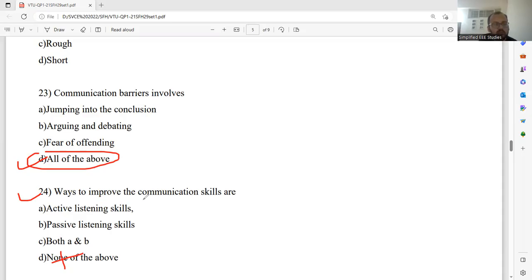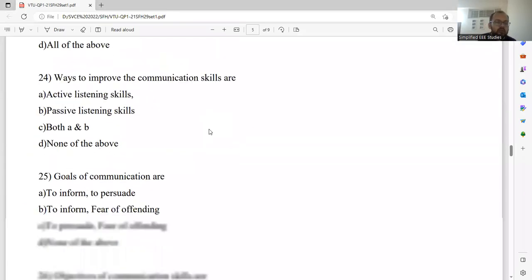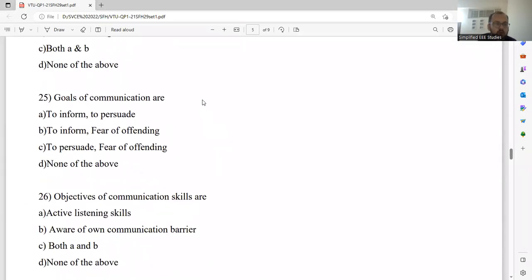There is no issue. Looking at three options, which could be the right answer? Definitely, ways to improve the communication skills are active listening and passive listening. Both are required. So I would like to go ahead with option C. Option C is the appropriate answer. Question number 25. Goals of communications are, which could be the right answer? So 25, I would like to go for option A, to inform and persuade. That is the right answer. So the remaining three options can be directly rejected.